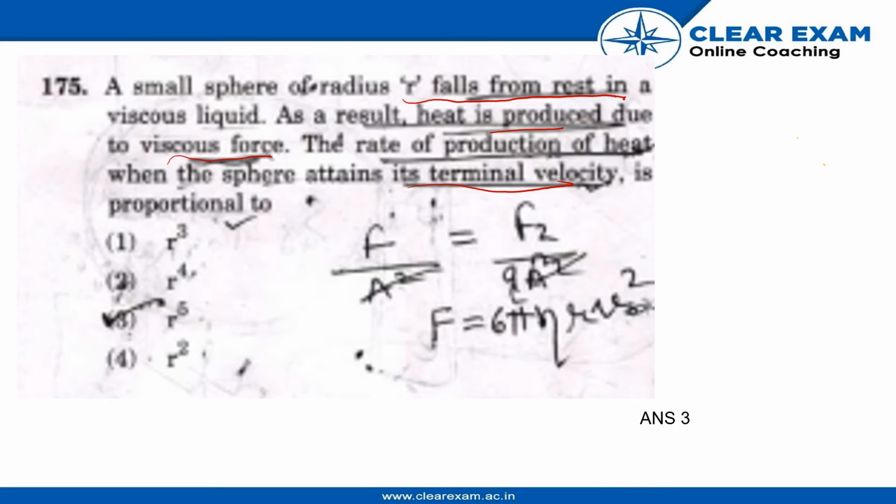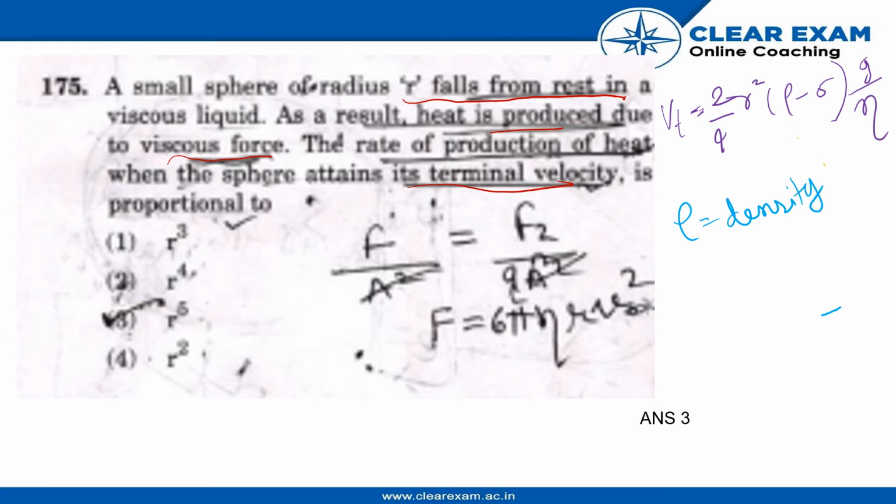Now what is the formula of Vt? That is terminal velocity. That is basically given by 2 by 9 r square (rho minus sigma) into g by eta. So basically, I am writing here rho is equal to the density of the sphere that falls in the viscous liquid. Then we have sigma, the density of the viscous liquid.